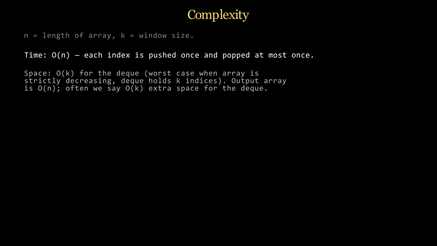Time is linear in n, each index enters the deque once and leaves at most once, so total work is O(n). Space is O(k) for the deque. In the worst case when the array is strictly decreasing, we hold k indices. The output array is O(n), but is usually not counted as extra space.